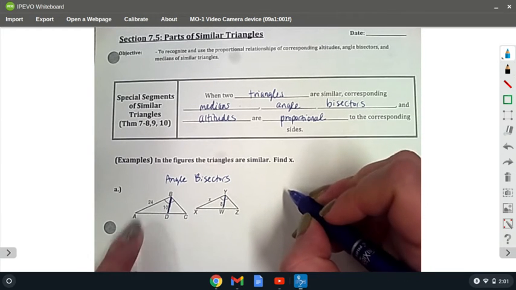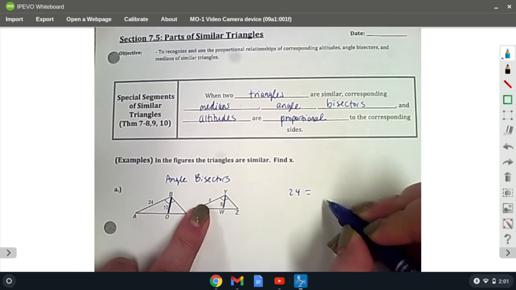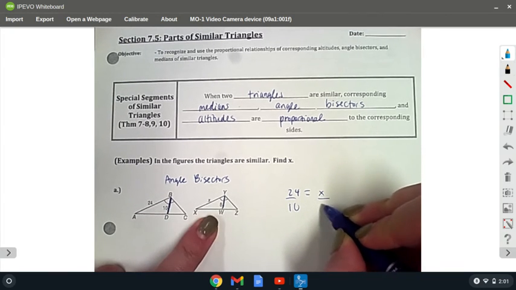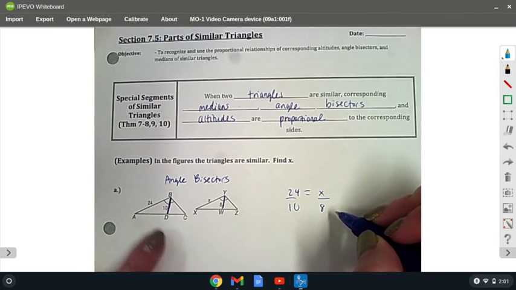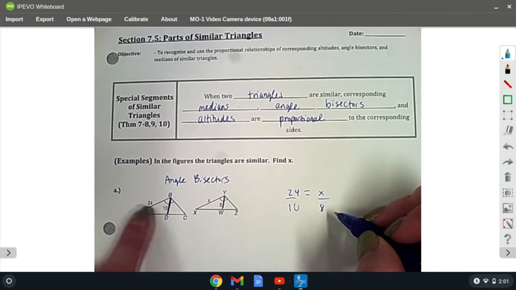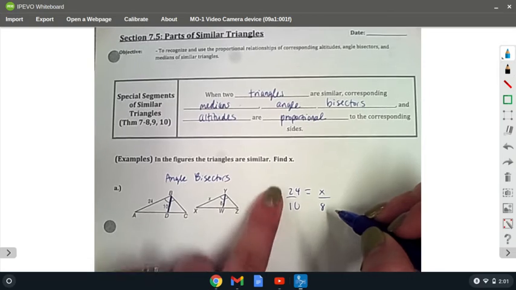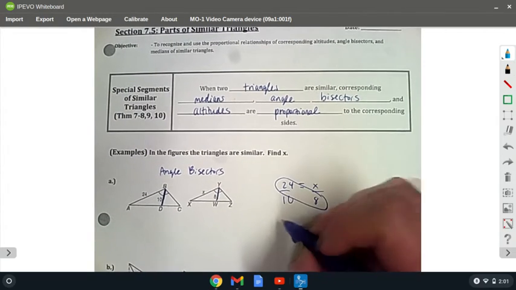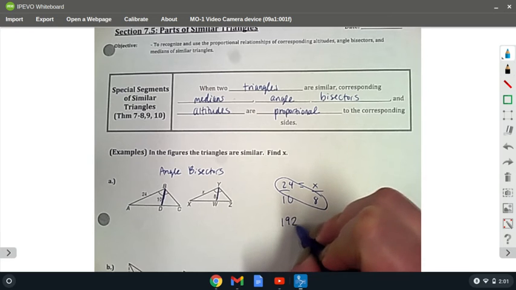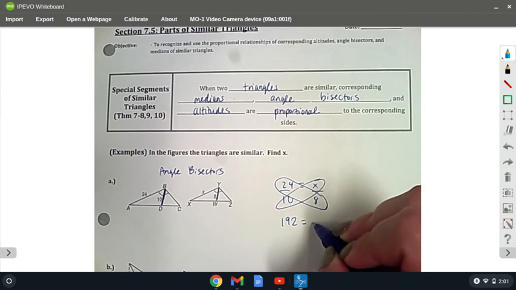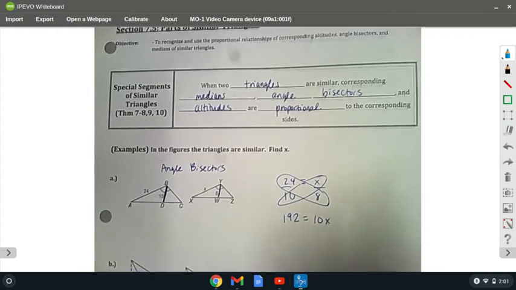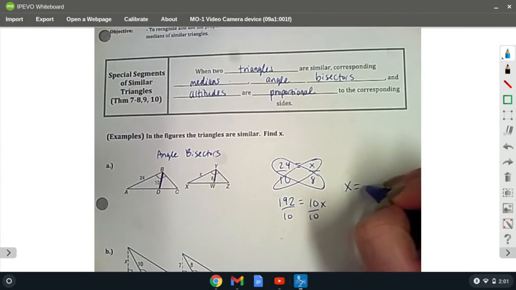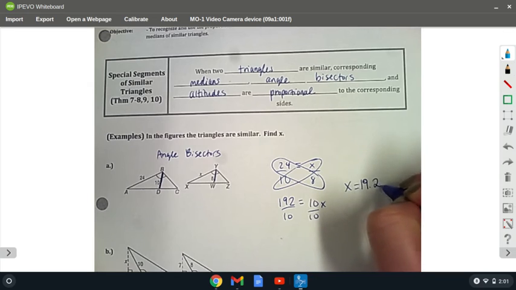So in this situation, I can say 24 is similar to x, and this angle bisector 10 is similar to this angle bisector 8. You want to make sure you keep the numbers that are in the same figure in the same ratio here, okay? Then we're going to cross multiply. 24 times 8 gives me 192. 10 times x gives me 10x. Divide by 10 on both sides, and we get that x equals 19.2.